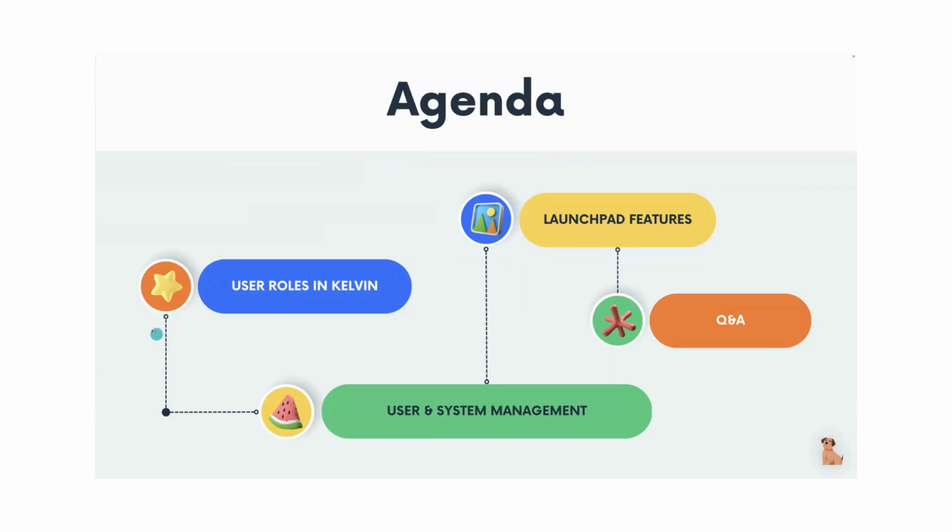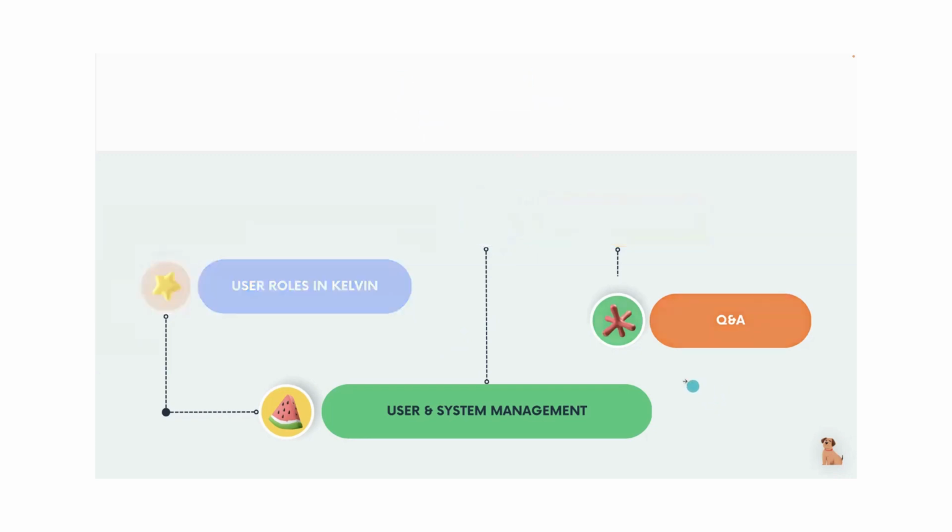So today we will cover the user roles in Kelvin, how to manage users and the system. We'll also cover some Launchpad features that are only available to system admins, and then we'll leave some time for Q&A at the end. So feel free to drop your questions in the chat along the way, and Justin and Ari are going to help me gather them so we can address them at that time at the end. So let's go ahead and get started.